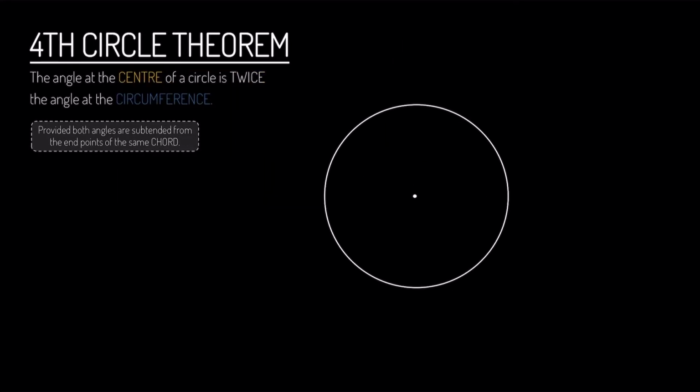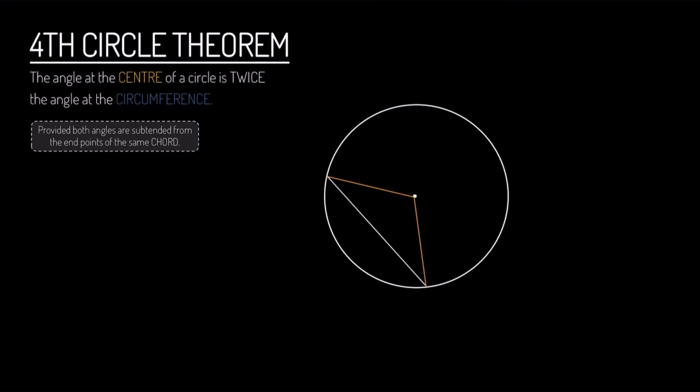So this circle theorem says that the angle at the center of a circle is twice the angle at the circumference, provided both angles are subtended from the endpoints of the same chord. Let's start off by drawing a chord. So we're going to put our chord right here. So let's draw the angle that's made at the center. So we're going to connect both endpoints to the center of the circle like this.